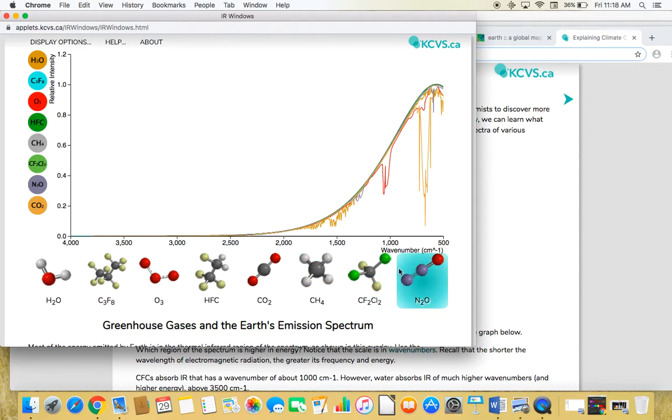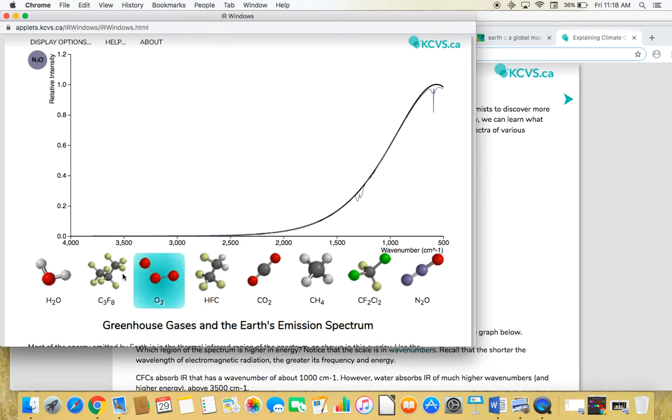If there were none of these greenhouse gases, which one didn't I click? Whatever. If there were none of these greenhouse gases, then Earth would just be re-emitting all this infrared radiation back into space. It absorbed it as visible light or other wavelengths. It became infrared radiation. It re-released that infrared radiation, like for example in the water at the Earth's surface, absorbed it, made it into infrared radiation, re-released it back into space.